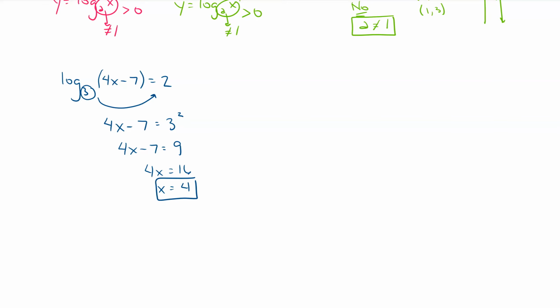And I should be done, except I now know that both of these spots have to be greater than 0, and this little guy cannot equal 1. We always have to check our logs at the end to make sure we satisfy these conditions. Now looking at the base on the log, 3 is greater than 0, 3 doesn't equal 1, 3 is just fine, 3 is not a problem. And I need to check this 4x minus 7. When I plug in my value for x, I need to check that this is greater than 0. Plugging in the 4, I do get a value that's greater than 0, therefore my answer of x equals 4 works, and it's totally fine.